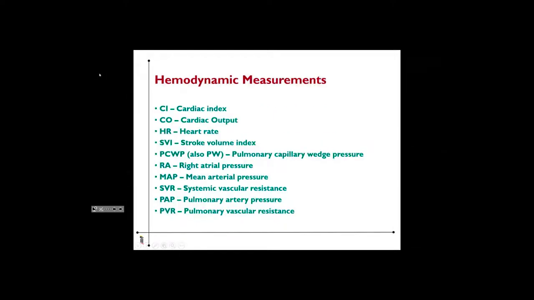So I have here listed, this is a slide for your reference, some of the hemodynamic measurements that I'm going to be talking about today. Again, throughout the presentation, I may have some abbreviations, and this is just for your reference to look back at.